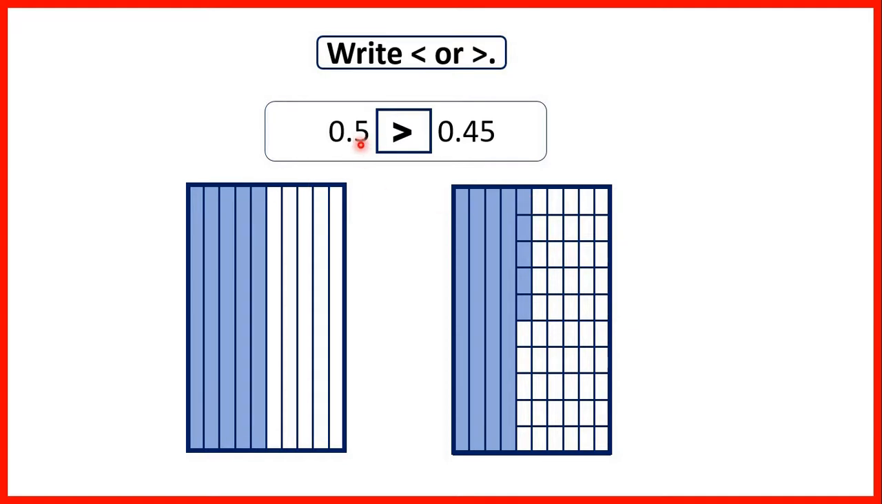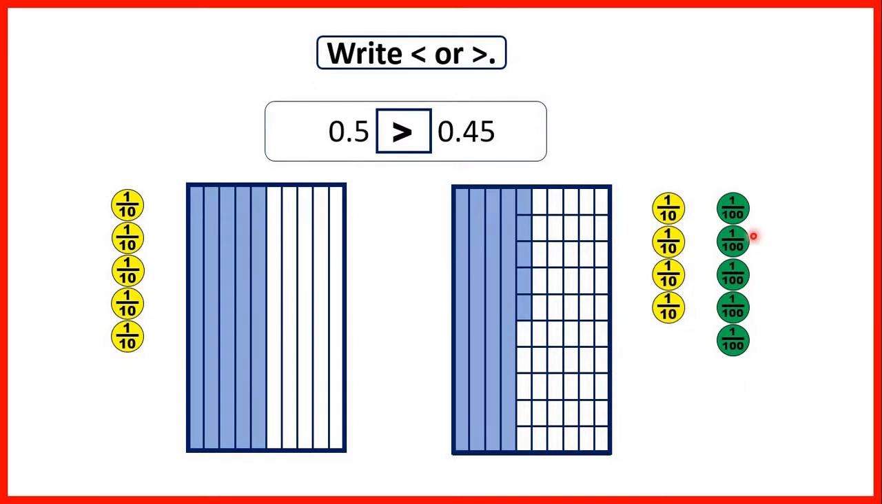Showing place value counters, we have 5/10ths, and with 0.45, we have 4/10ths and 5/100ths. So although we've got more counters, we need to remember that we need 10/100ths to have the same value as 1/10th. So the extra tenth in 0.5 means that it's the larger decimal.